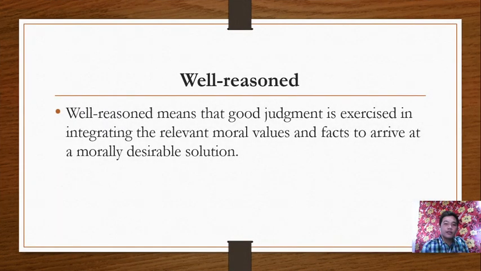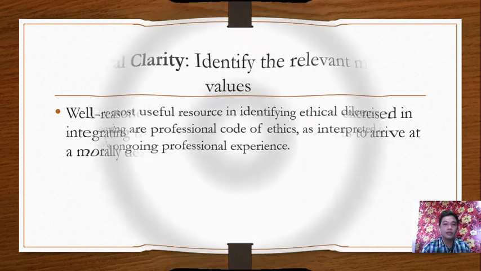The next one is well reasoned. Well reasoned means that good judgment is exercised in integrating the relevant moral values and facts to arrive at a morally desirable solution. So we need to judge a certain thing in a good way, or balance our judgment, in order for us to arrive at a morally desirable solution. So that's the meaning of that.